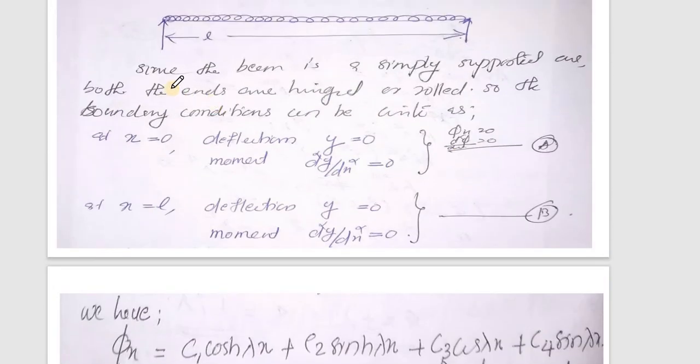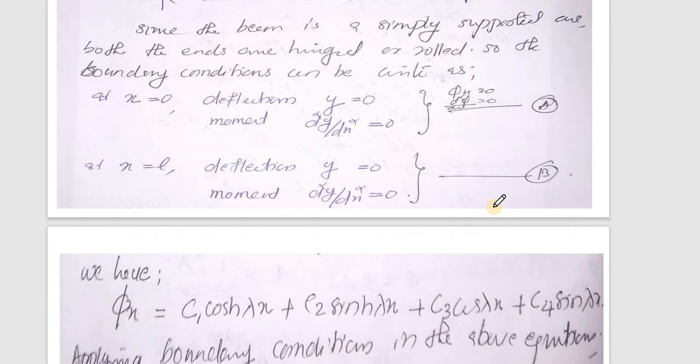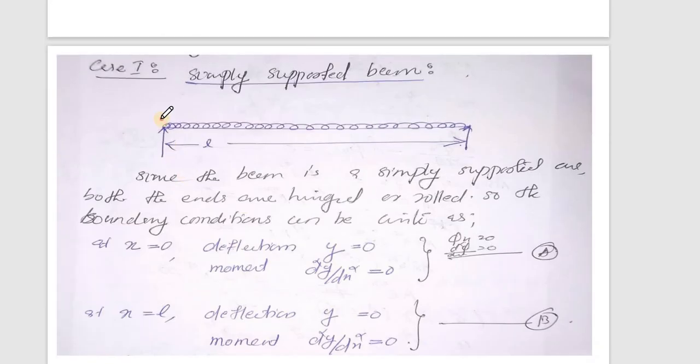Now for a simply supported beam, the boundary condition at x equal to 0: what will be the deflection? Deflection will be 0, moment is also 0. Then at x equal to L, the deflection is 0 and moment is also 0. Here the deflection is represented as y; instead of y we have phi of x, and the moment is given by d square phi by dx square. So these are the two boundary conditions we have at each end.